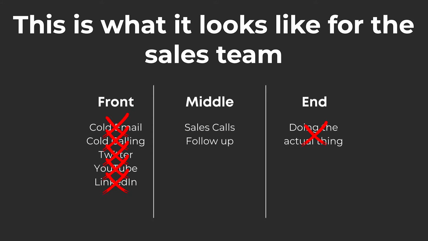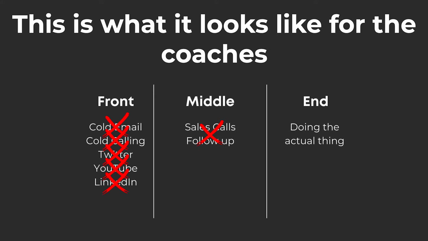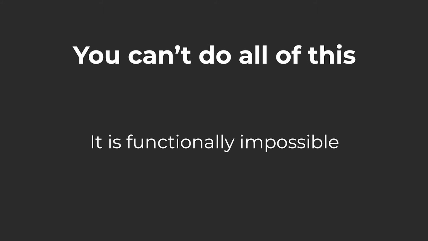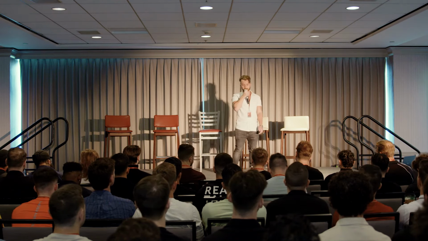This is what it looks like for the sales team. Got Jay, got Dan. That's what they do. They don't do anything else. This is what it looks like for the coaches. They have no other obligation but the precise thing with which they were assigned. You can't do all of this. It is functionally impossible. It's too much. And that's why you get stuck at 30. There is no exception. All of you. Anybody below 30.